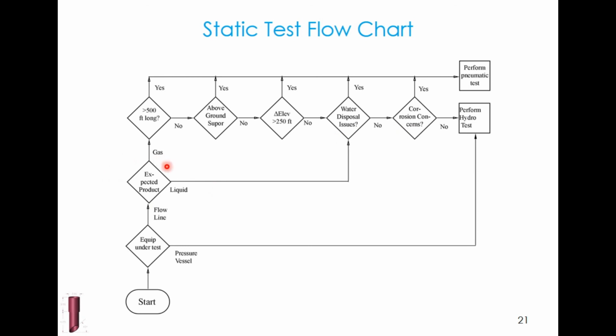But if my expected product is gas, then if it's more than 500 feet long, I'm not going to check anything else. I'm just going to do a pneumatic test. If there are above ground supports, I'm going to go to a pneumatic test. If my change in elevation over the length of the line is more than 250 feet, then I'm going to a pneumatic test. If I have water disposal issues, I'm going to a pneumatic. If I have corrosion control concerns, I'm going to a pneumatic.